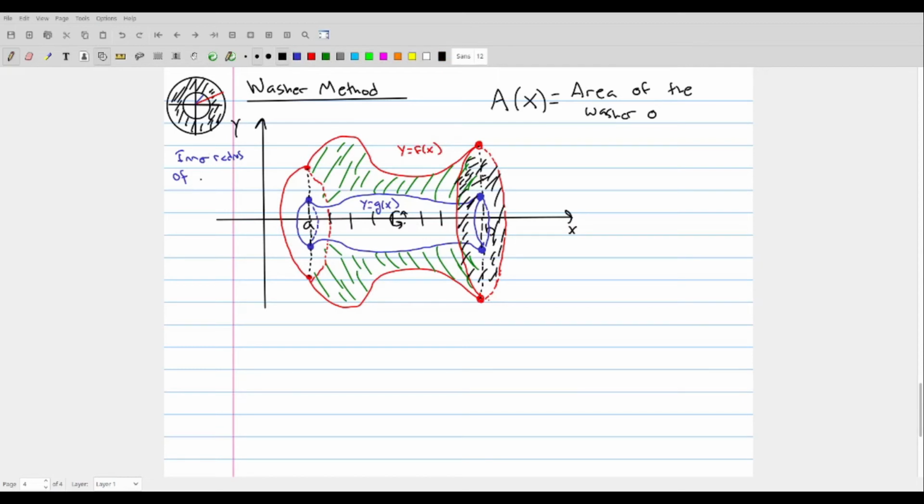So the inner radius of this surface of revolution, or this volume of revolution, is going to be given by g of x at any given point, because the function g of x at any given point gives you the radius of that cross-sectional washer. And likewise the outer radius is f of x, the function f of x.